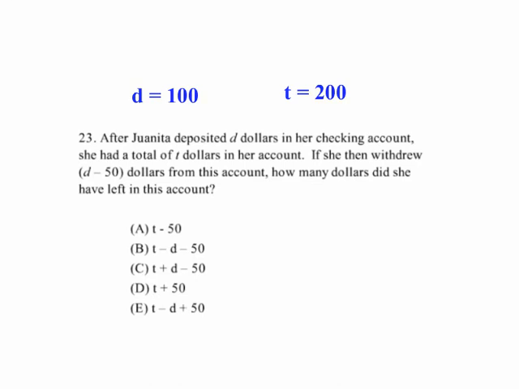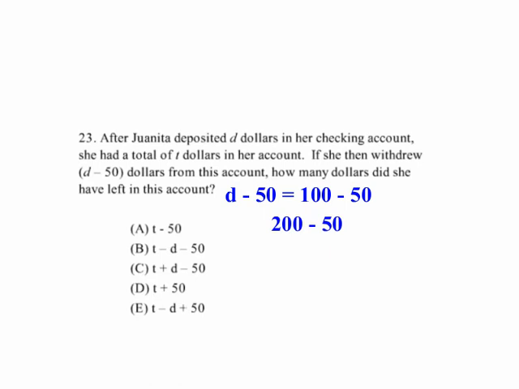She's going to withdraw D minus 50. So that'd be 100 minus 50, a total of $50. So she's going to have left 200 minus $50. But let's see where we got that $50. That $50 is D minus 50, right? So we're going to have D minus 50. And we're going to subtract that D minus 50 from T. Distributing that negative across, that allows us to have T minus D plus 50.